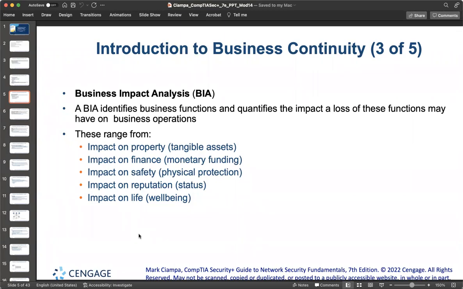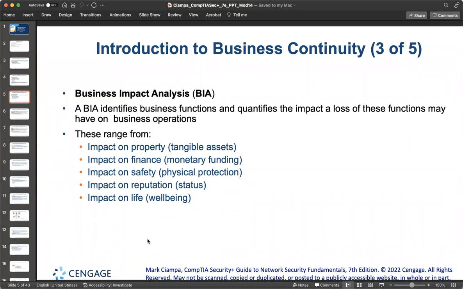Impact on the safety, physical protection of the enterprise, impact on reputation or the status of the company. Just think about the company that's supposed to keep your information safe. And now during a data breach, all of the personal information is exposed to the bad actors. In that case, people are not going to trust that entity as easily as they used to before, and their reputation is going to be damaged. Also impact on life, as we just talked about the surgery, that open heart surgery example that we talked about, right? So impact on life is also the other one.